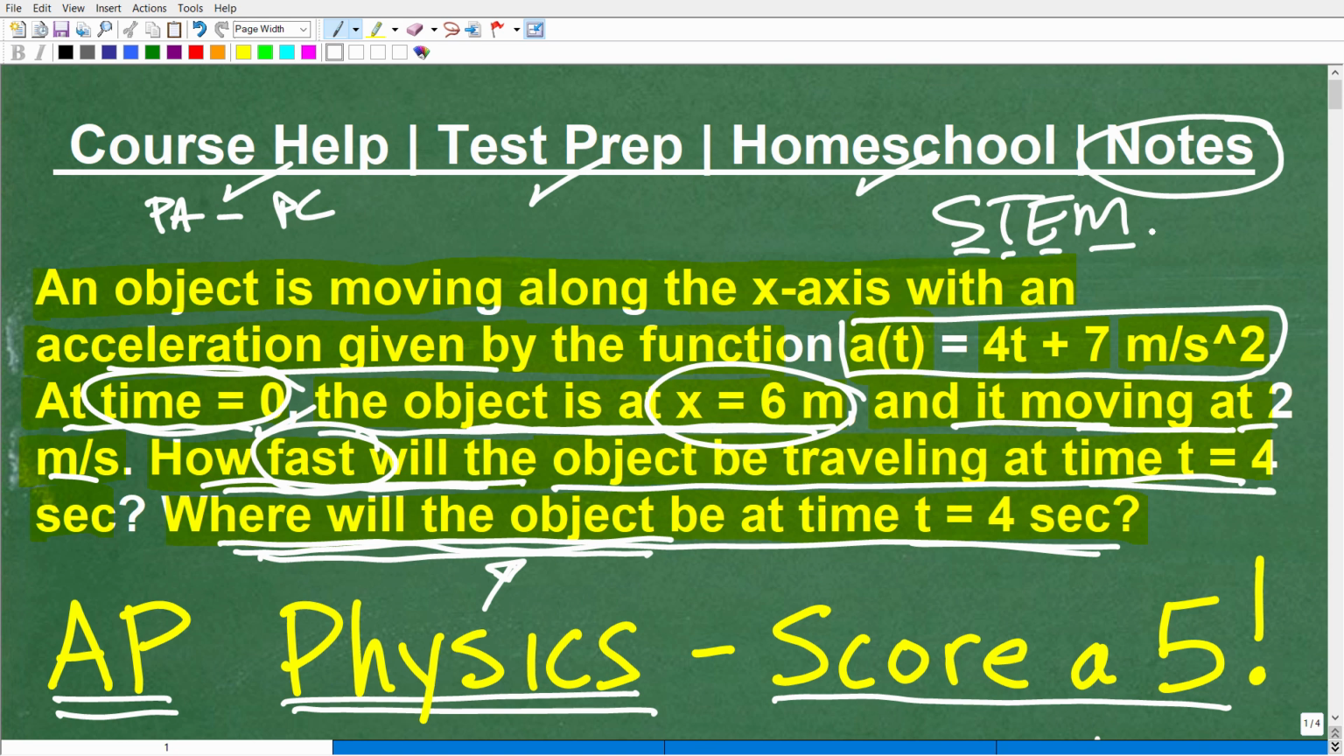But hopefully, this little problem helped you review some of the things that you're going to encounter on your AP physics exam. I wish you nothing more than a 5. I mean, wish you all the best so you can get a 5. But even if you get a 4, that's still awesome, or even 3. As long as you pass this thing, that's pretty impressive.